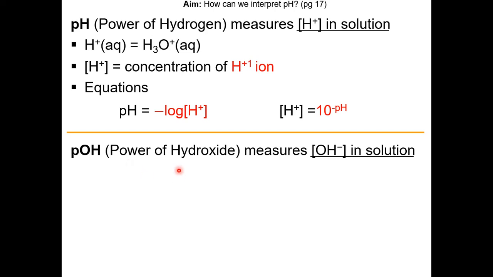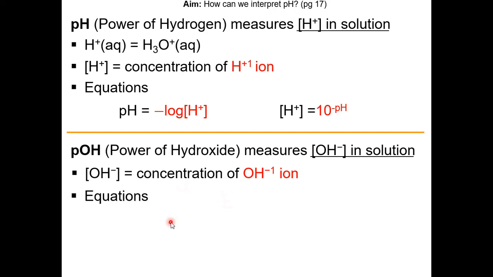pOH stands for the power of hydroxide and it measures the hydroxide concentration in the solution. Bracket hydroxide stands for concentration of hydroxide ion. The two equations are pOH is equal to the negative log of hydroxide ions, and to solve for hydroxide ions is 10 to the negative pOH. On the Regents, they're more likely to ask about pH and hydrogen ion concentration than pOH.